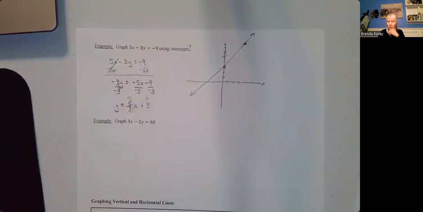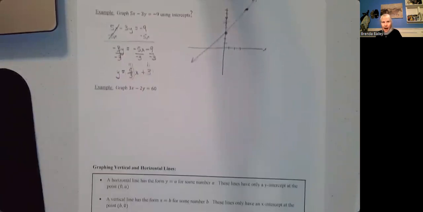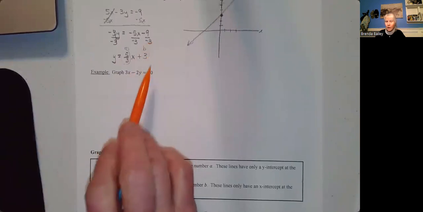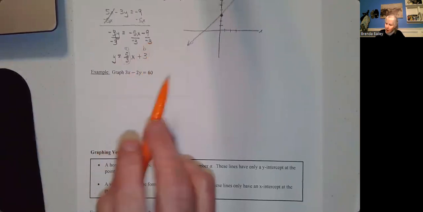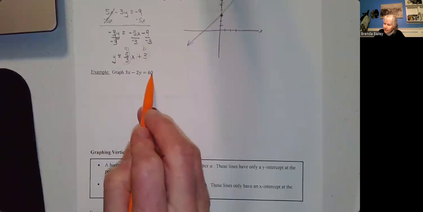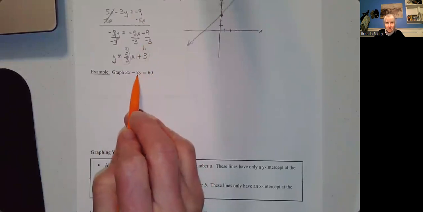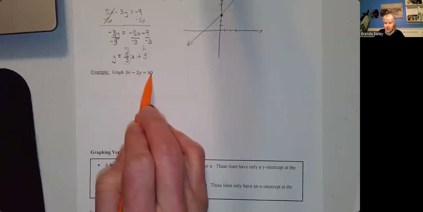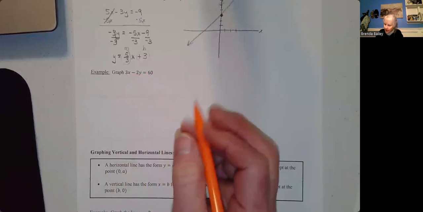All righty, let's try another one here. Let's graph 3x minus 2y equals 60. What method do you want to use here? Do I want to get the y by itself and use this one, or could I use the x and y intercept? Well, 60 divided by a -2, it's even, happens to be a -30. 60 divided by 3. All right, so both of these numbers go into this one evenly. So we're going to use the x and y intercept method.